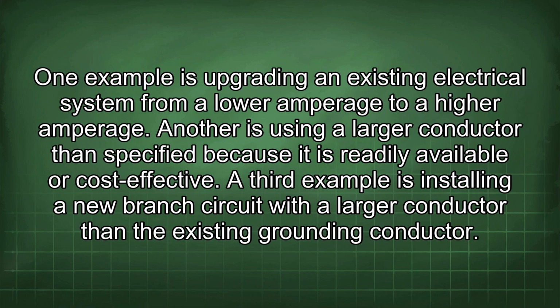One example is upgrading an existing electrical system from a lower amperage to a higher amperage. Another is using a larger conductor than specified because it is readily available or cost-effective. A third example is installing a new branch circuit with a larger conductor than the existing grounding conductor.